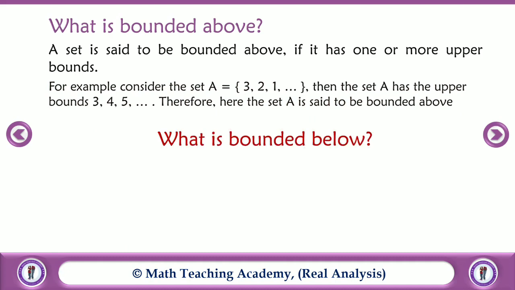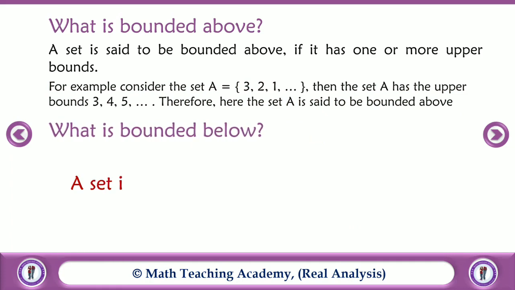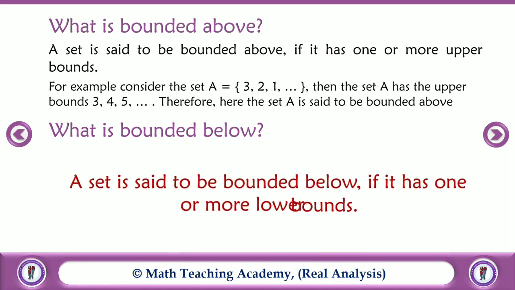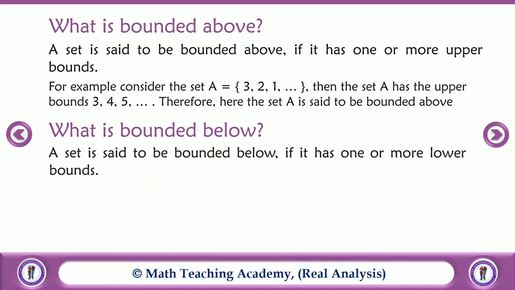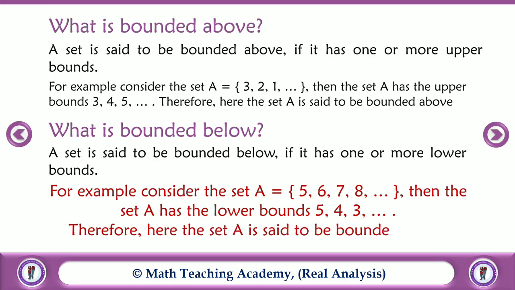What is bounded below? A set is said to be bounded below if it has one or more lower bounds. For example, consider the set A equal to the set 5, 6, 7, 8, etc. Then the set A has the lower bounds 5, 4, 3, etc. Therefore, here the set A is said to be bounded below because the set A has the lower bounds 5, 4, 3, etc.